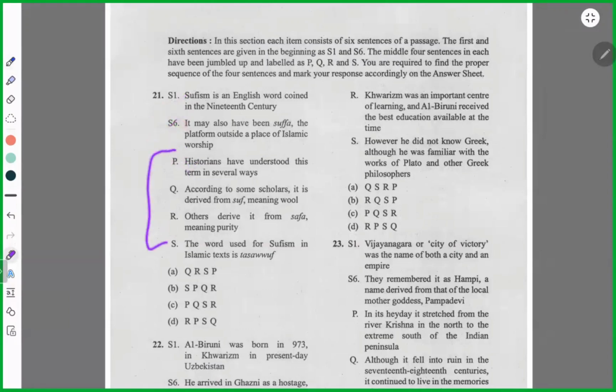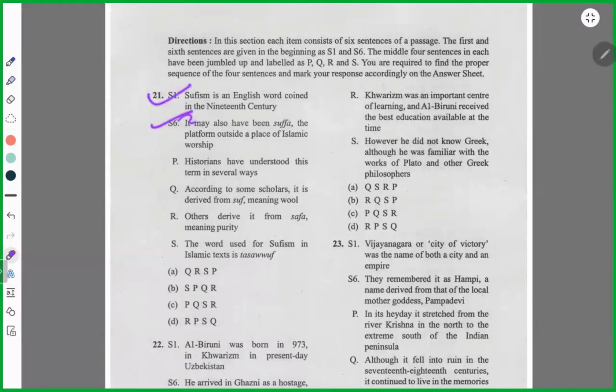And you have, as I said, to arrange the PQRS in such a way that we will get a meaningful paragraph altogether. Okay, so this is what I'm talking about. I hope you listen to me now. You can clearly visualize what I have said.